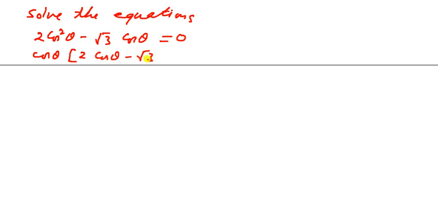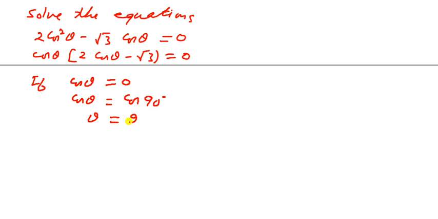Here you can see cos theta is common, so we get cos theta into (2 cos theta minus root 3) equal to 0. So one time, if cos theta is equal to 0, then cos theta is equal to cos 90 degree. So theta becomes 90 degree. It's your first answer.